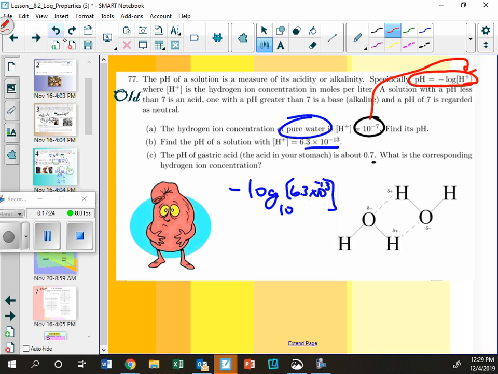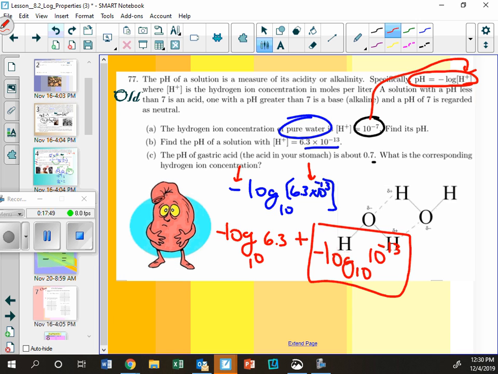So how do we figure it out? You can at least estimate it. Log base 10 of 6.3, and this multiply becomes an add. Another one, and don't forget the negative on the front: negative log base 10 of 10 to the negative 13. And all of that we've already discussed is 13.